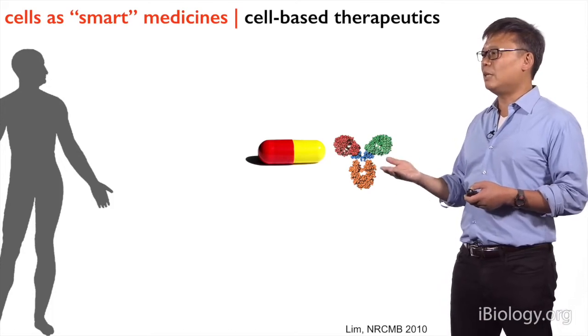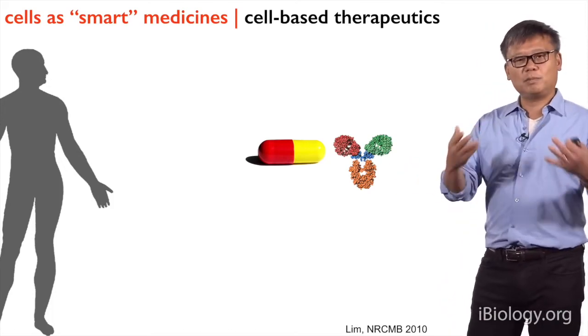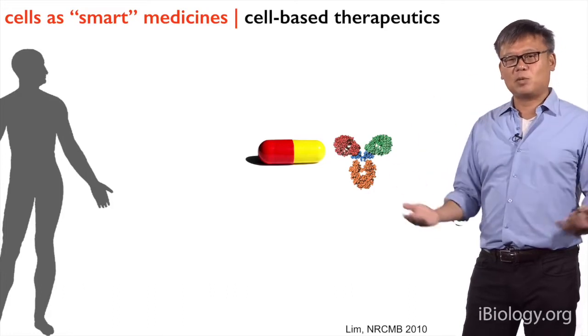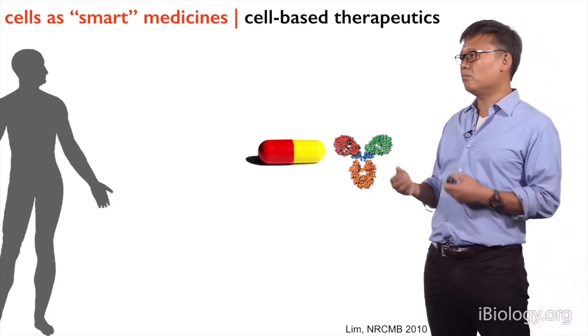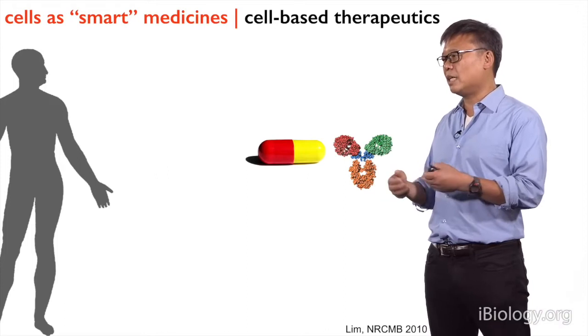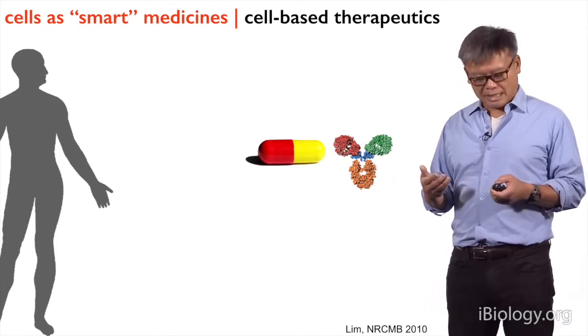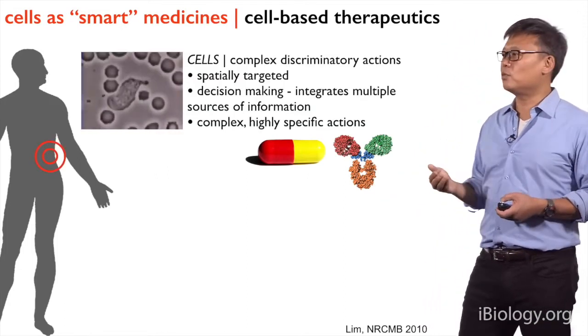But one of the things that limits them is that if you put them into the body, they largely act in a systemic way. And then also, they largely can just either block or activate something. They can't actually make very complicated decisions. And that contrasts with, for example, a cell.